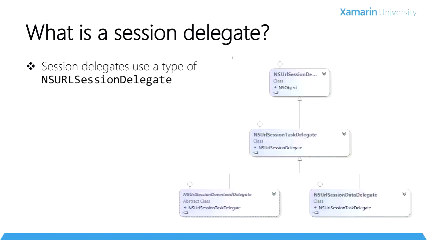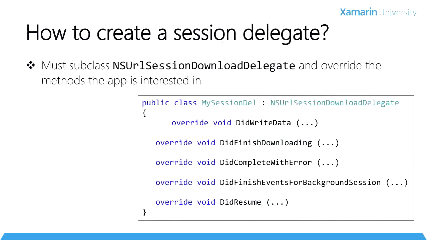Depending on the type of data that we want to transfer, there are different delegates that we can choose from. All of those are subclasses of the NSURLSessionDelegate. NSURLSessionDataDelegate is used for uploads and memory buffer transfers. We will use the NSURLSessionDownloadDelegate in our case here today. To create a session delegate, we have to first subclass the NSURLSessionDownloadDelegate and override the methods that our app is interested in.